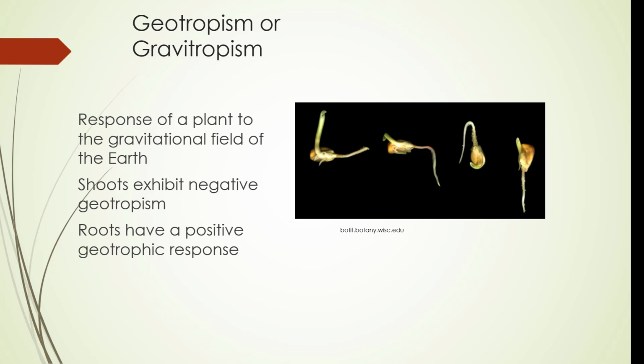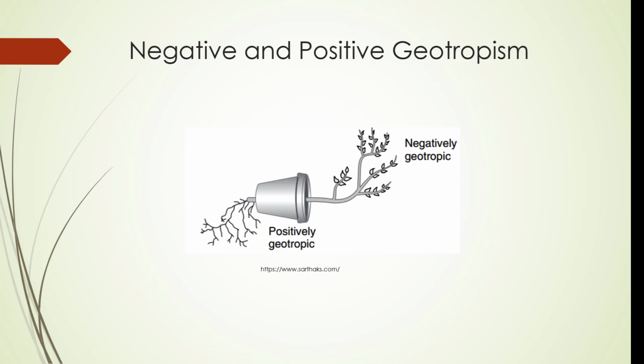Geotropism or gravitropism are the same thing. You may see it written in both ways. This is a response of a plant to the gravitational field of the earth. So shoots exhibit negative geotropism, while roots have a positive geotropic response. And this is what that looks like. So you see your shoots on this side of the laying plant are wanting to go up, so they're negatively geotropic. And on the left, our roots are trying to grow down, and they're positively geotropic.